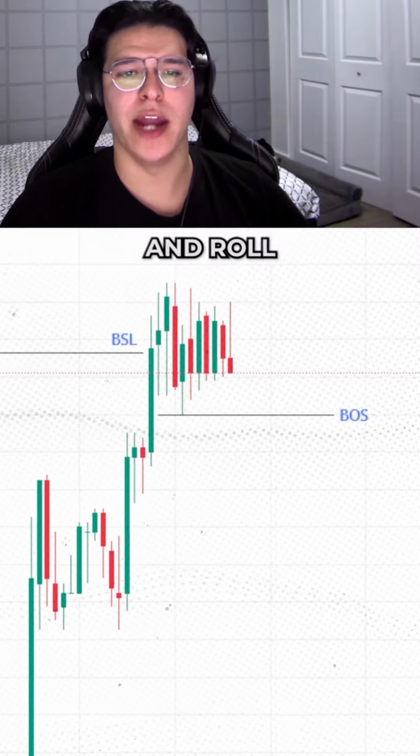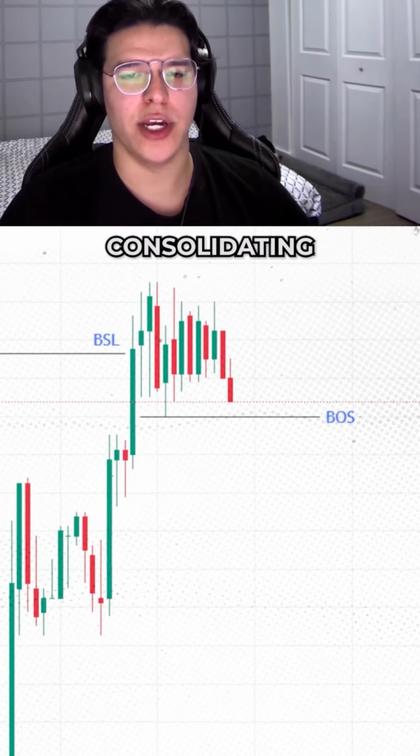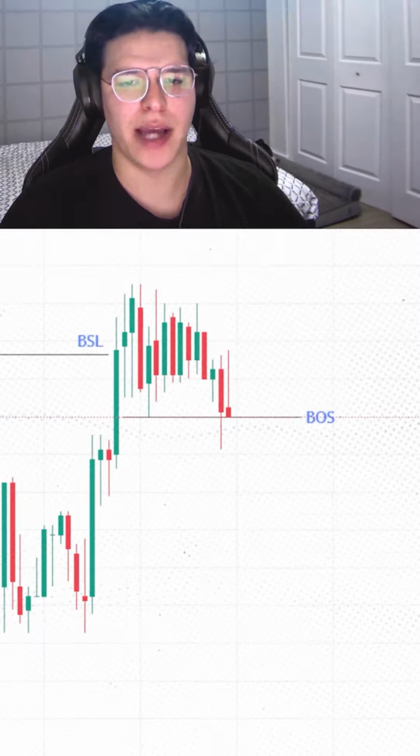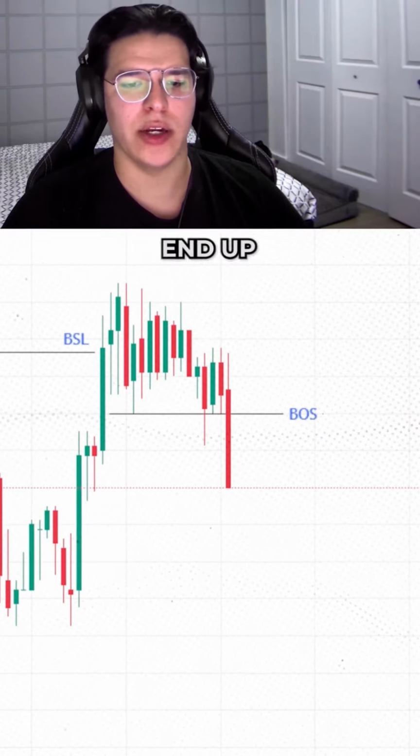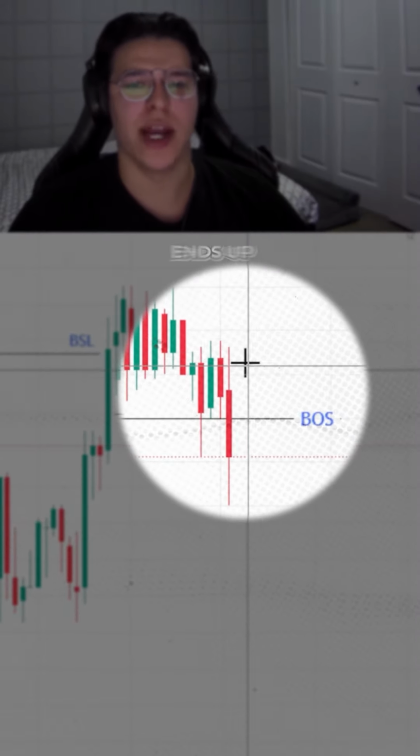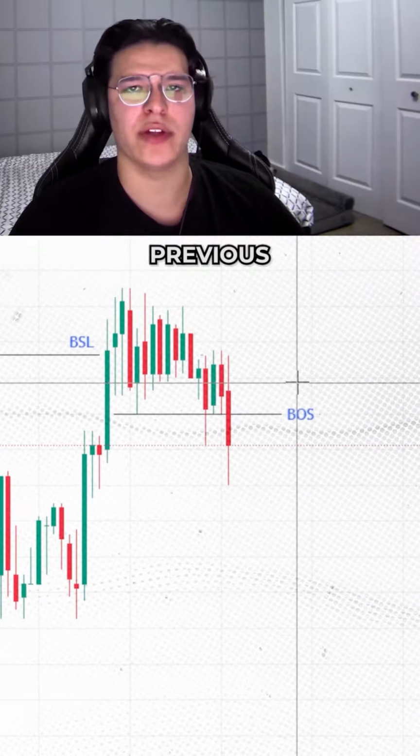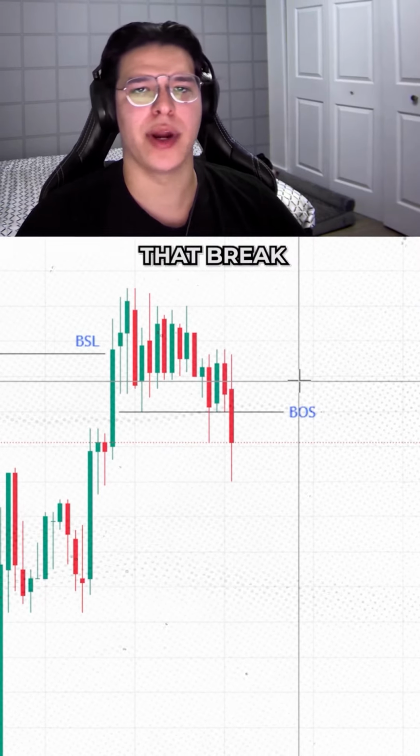Once we go ahead and roll the tape, we could see that we were consolidating for a bit after taking out that buy side, and then ultimately we do end up getting this red candle that ends up closing below that previous higher low, indicating that break of structure.